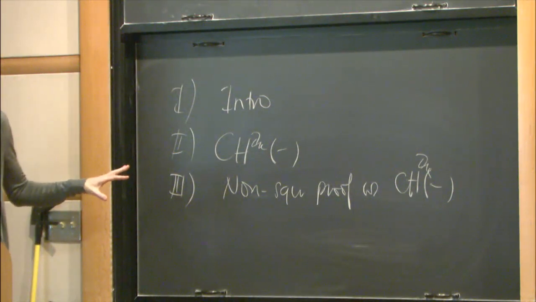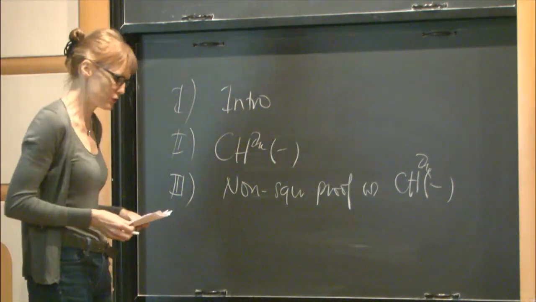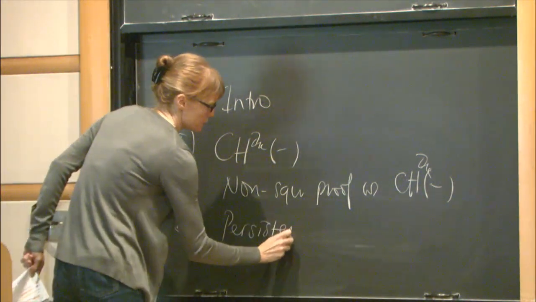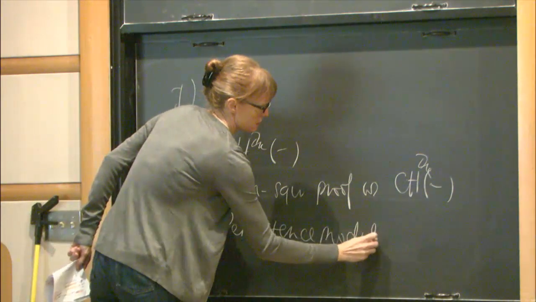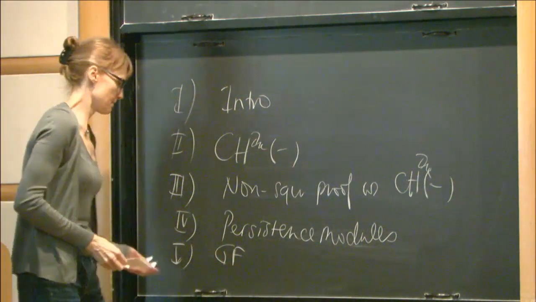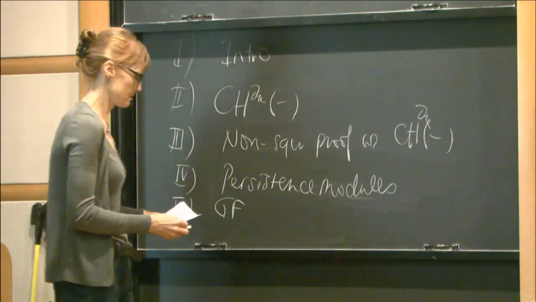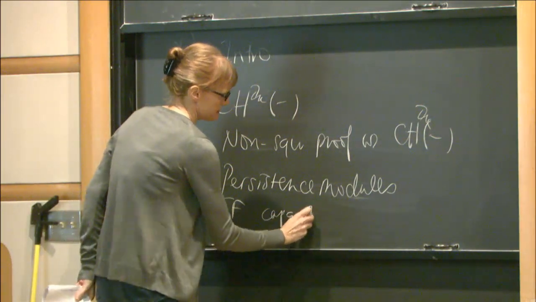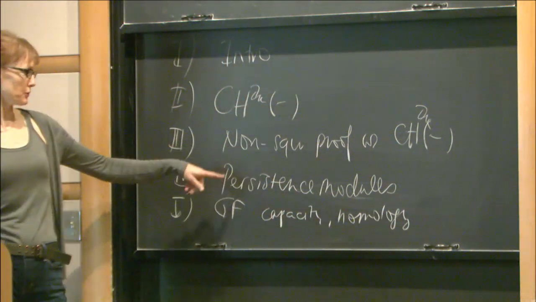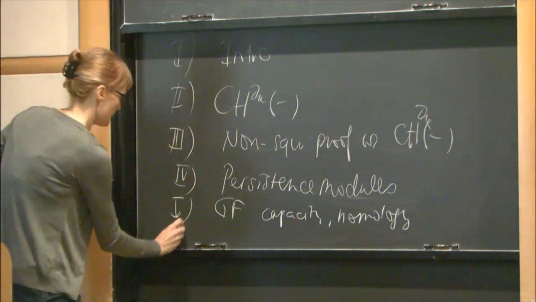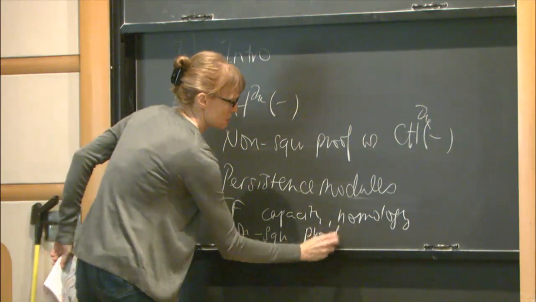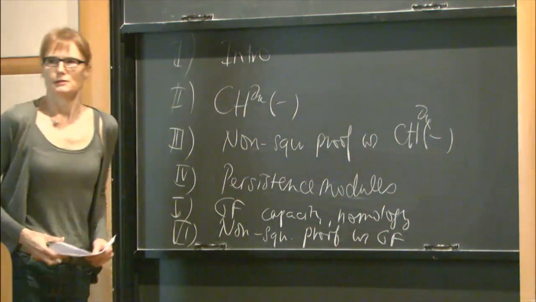Then I'm going to switch over to talk about some tools based on generating functions and the notion of persistence. So I'll talk about persistence modules, GF-based capacities and homology, and how this sets up a persistence module in which we can get the result that we want, and then similarly go through the proof. So that's a rough plan.